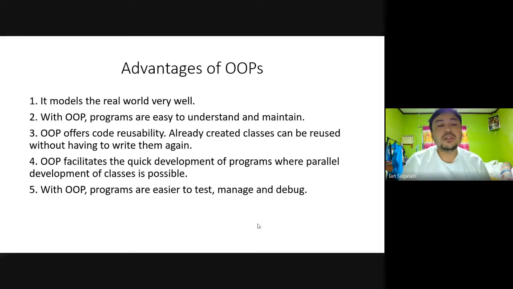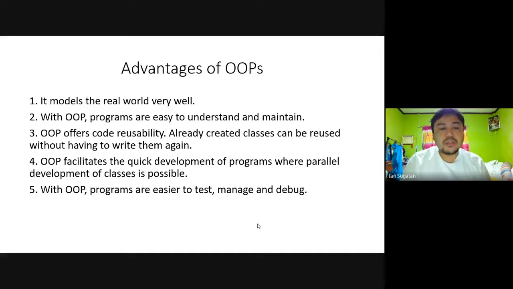For number four, object-oriented programming facilitates the quick development of programs where parallel development of classes is possible. This means that the facility of quick development of programs is paralleled with the development of classes. The classes are being done with characteristics, and therefore you can use those characteristics to your own advantage by programming it in a certain way. If it is possible, you can do that on a quick development approach like agile programming and extreme programming, wherein you can bypass certain steps and be able to come up with a good quality program.